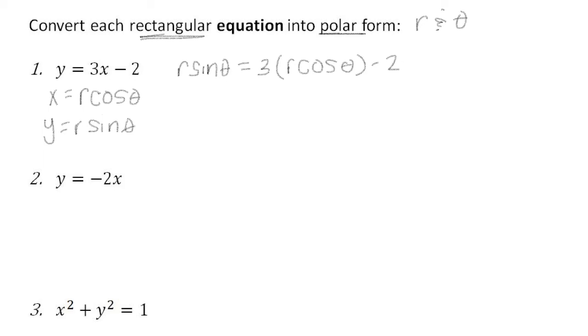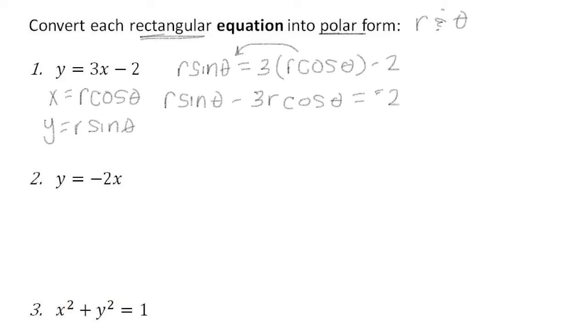So let's see what we have here. I would go ahead and try to get this over here. We really would like this to say r equals, if we can. Sometimes it happens, sometimes it doesn't. We have r sine of theta minus, that's really 3r cosine of theta, and that equals -2.